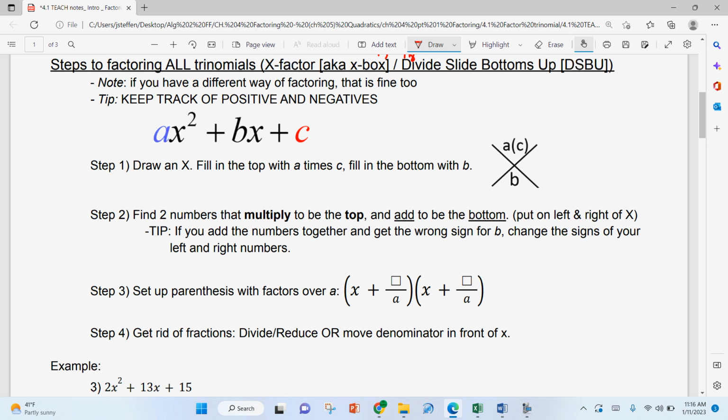The constant is always your c. You guys remember this, or should remember it, from quadratic formula. If you don't, that's fine. We also do quadratic formula this chapter. So when I'm referring to a, b, and c, those are the numbers I'm talking about.